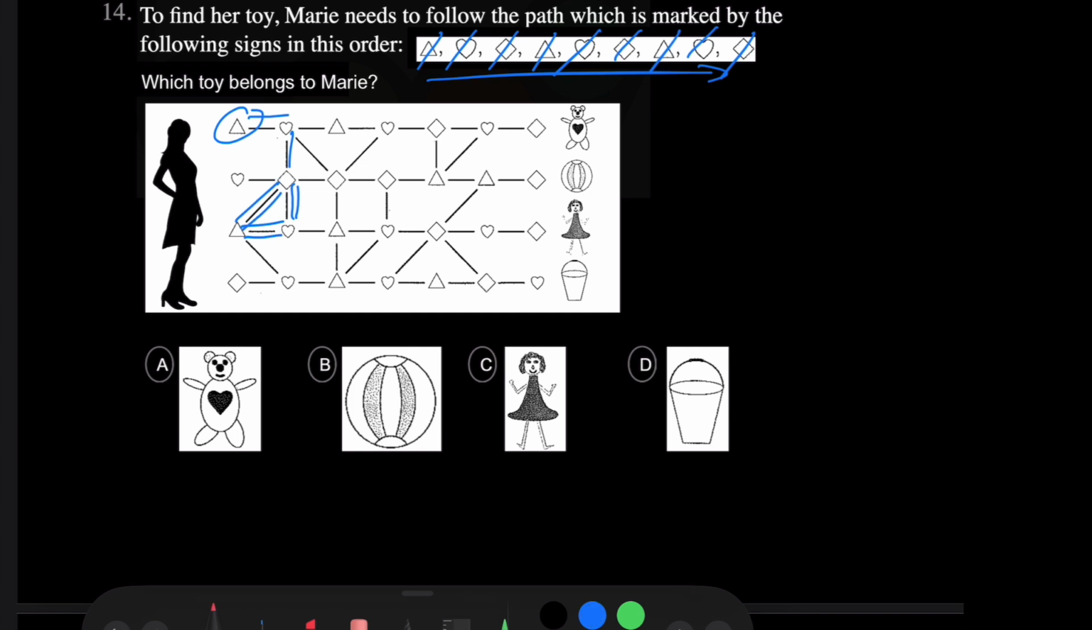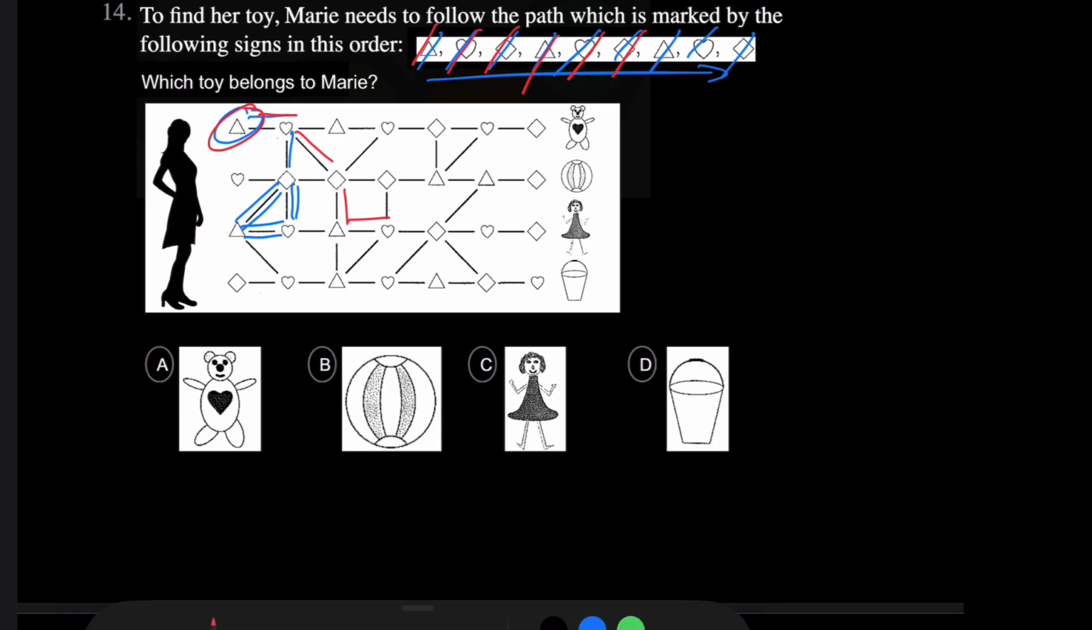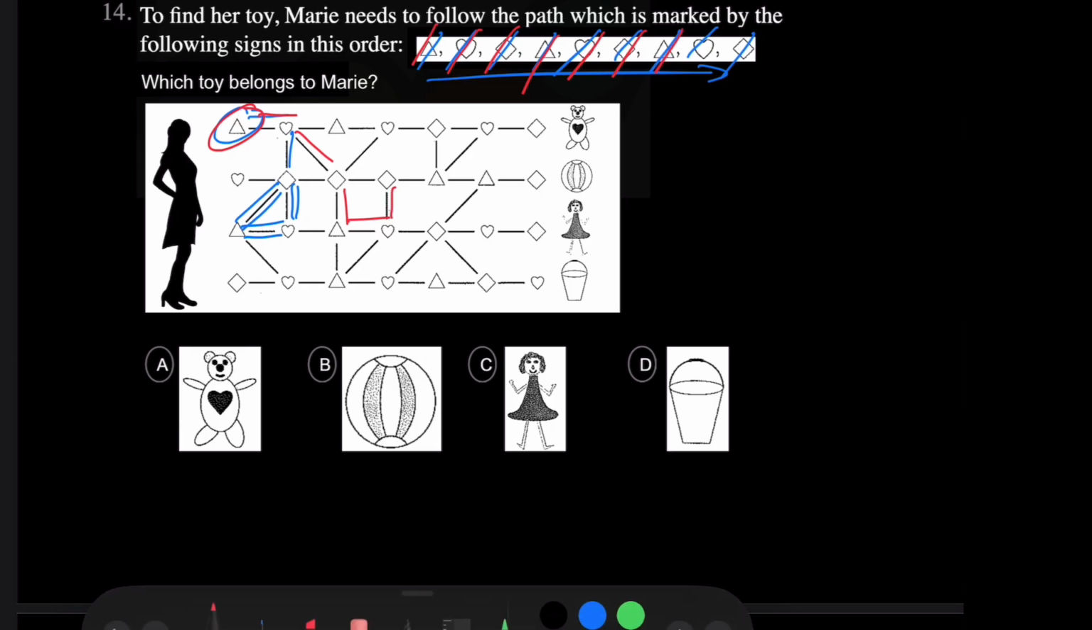So I start with a triangle. Let's start with the same triangle, then a heart. I go to this heart, and then a diamond. I can go to this diamond now. So this is done. Then a triangle. Then I can go to this triangle. Then a heart, go to this heart, then a diamond, this triangle, and a heart, go to this heart, and then a diamond here. So I end up with this toy here, right? So A is the correct choice.